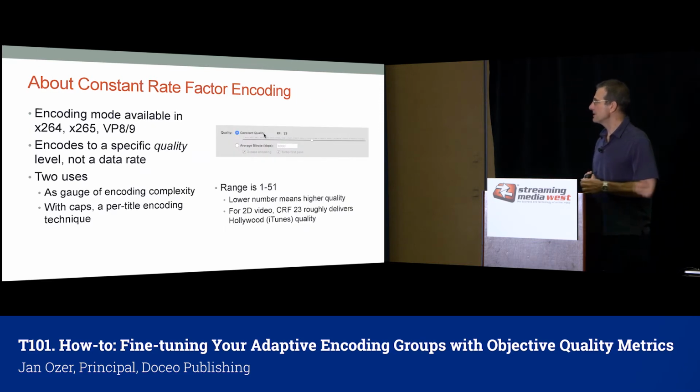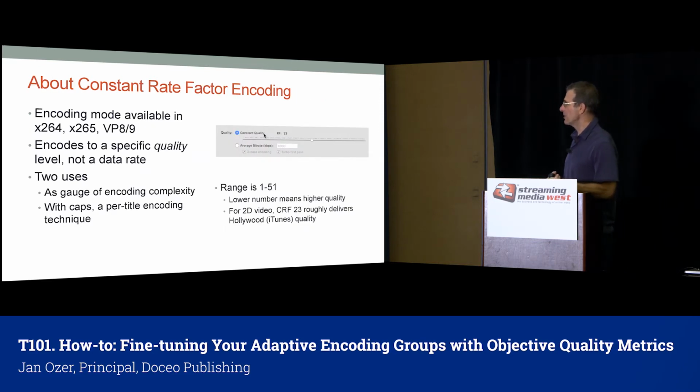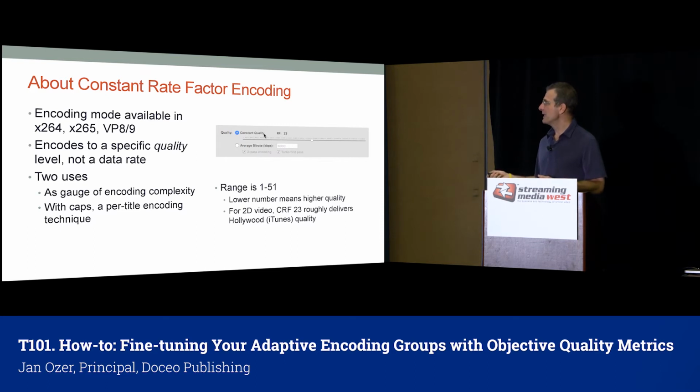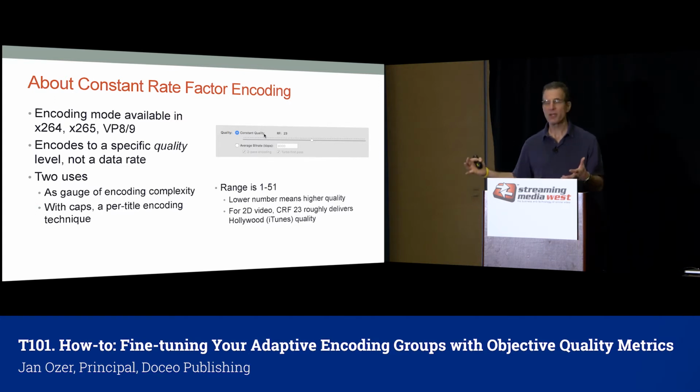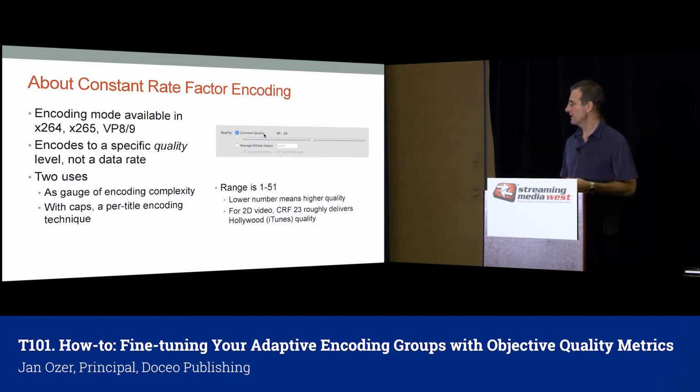What I do is I use constant rate factor encoding, or CRF. CRF is an encoding mode available in x264, x265, and VP8 and VP9. CRF encodes to a specific quality level, not to a data rate, so you can use it as a gauge of encoding complexity. And if you use it with caps, in a technology called capped CRF, you can also use it as a per title encoding technique. We're not going to cover that.